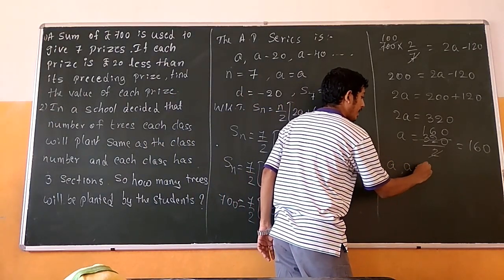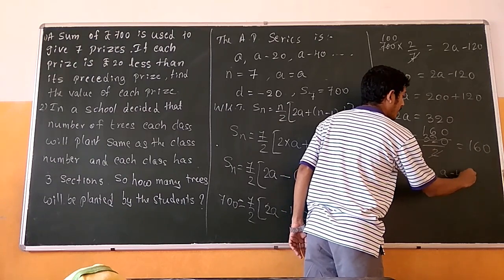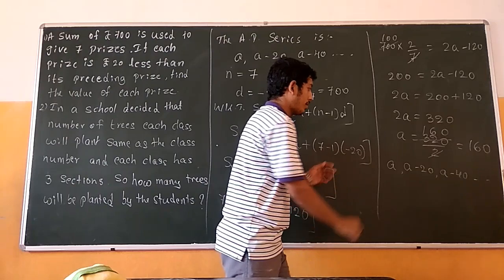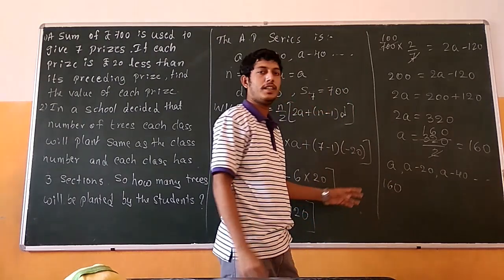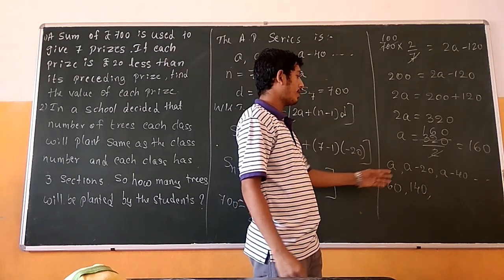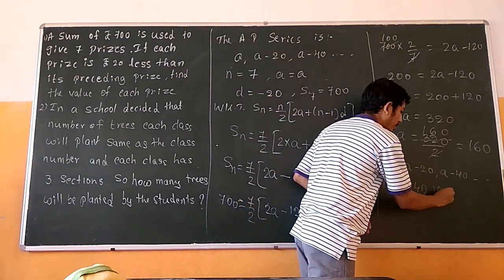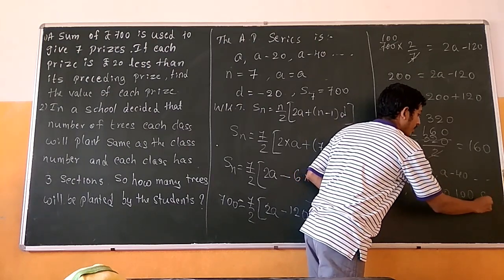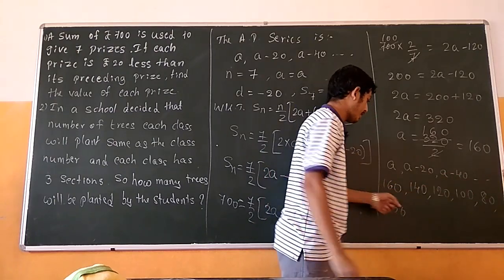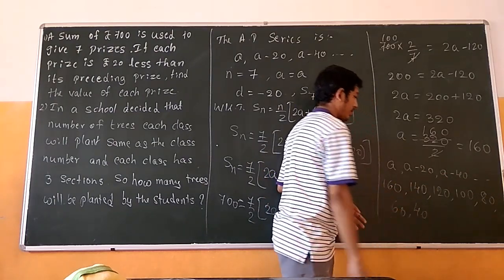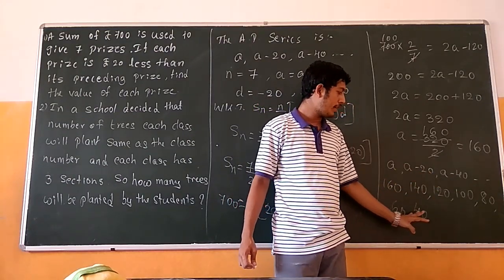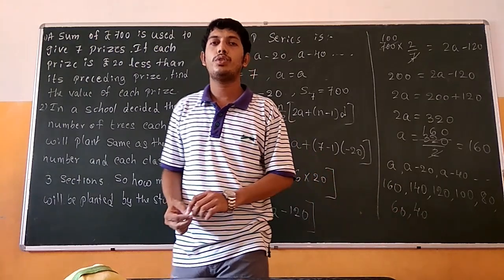The series is A, A minus 20, A minus 40, and so on. So the cost of the first prize is 160. Then 160 minus 20 becomes 140. Then 140 minus 20 becomes 120, 100, then 80, then 60, and the last one is 40. So the difference is 20 each time. Okay, this is the solution of this problem.